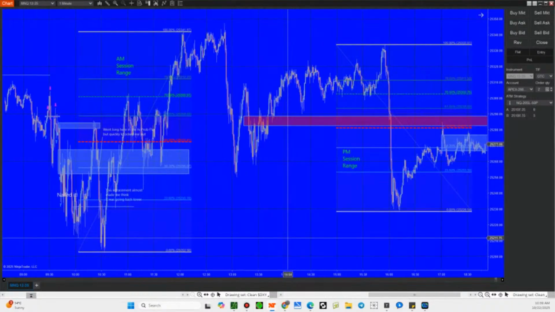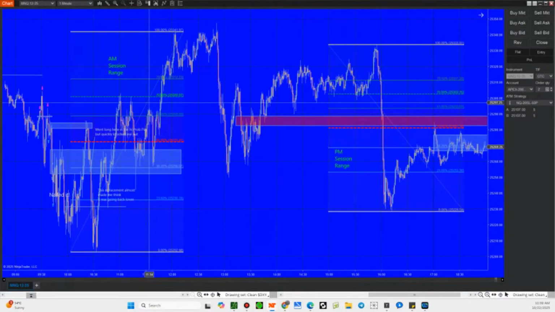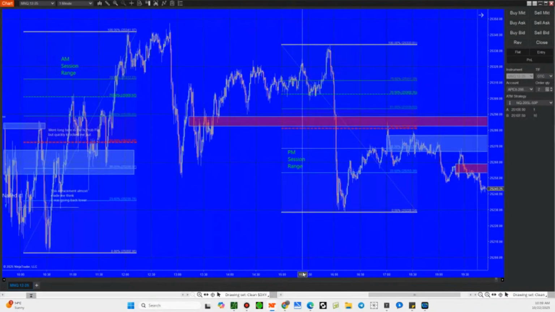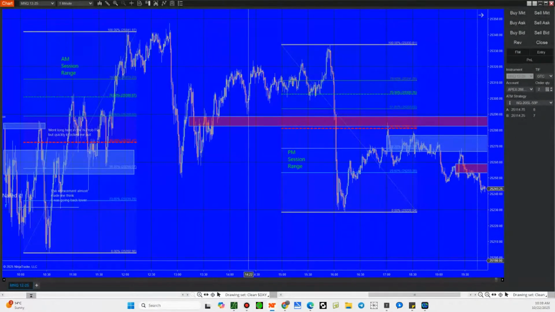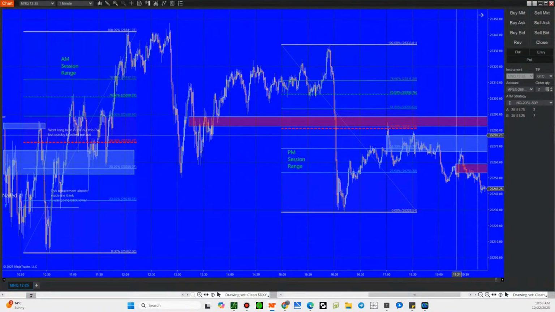Now, once I see a setup like this, I immediately know that at some point, whether it's during the London session or during the New York session, price is going to go really high up or it's going to go really low. And what do we see now?